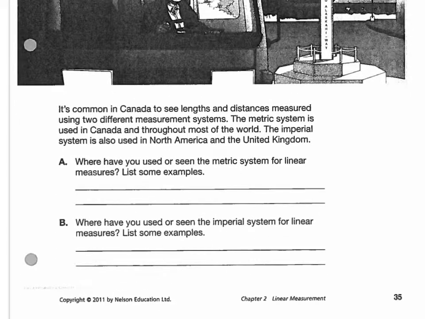Where have you used or seen the metric system for linear measures? Give some examples. That might be things like speed, road signs, any sort of distances around a track. So 400 meters, 1,500 meters, if you've ever run sports. You may have seen it in schools with rulers, any sort of measuring device. Things like liters of water, liters of gas, so at the gas pump, you can write those things down.